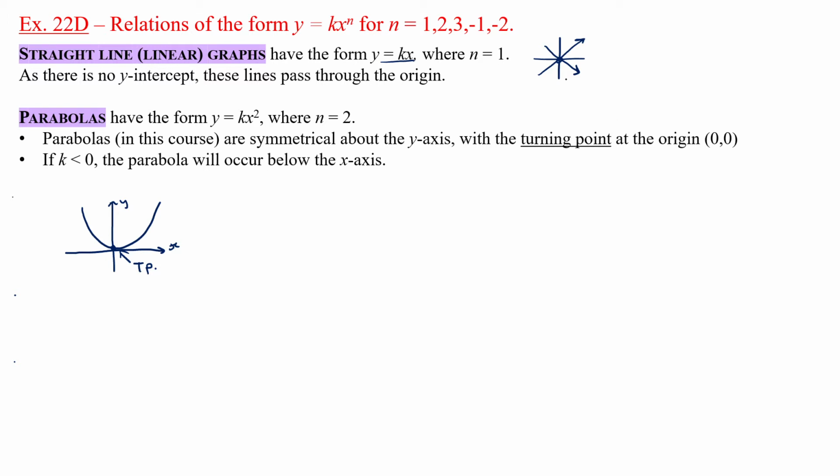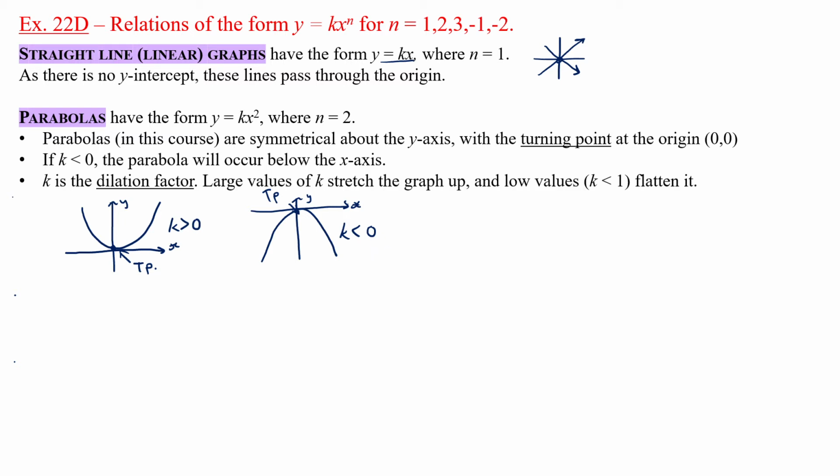When k is less than 0, we have the parabola occurring below the x-axis. So what that looks like, if I have my x and y again, and if I flip my graph, I get a graph that looks like that, okay? So still the turning point is at the origin, but instead my graph is below the x-axis and flipped upside down. So here we have a happy face for k is greater than 0, and if k is less than 0, we have a sad face, okay?